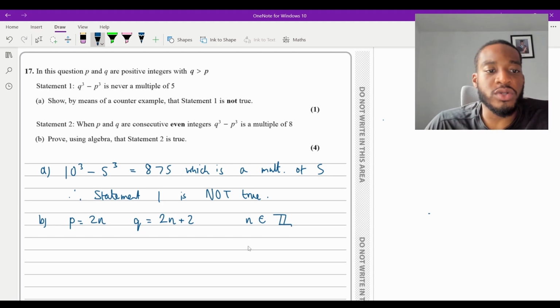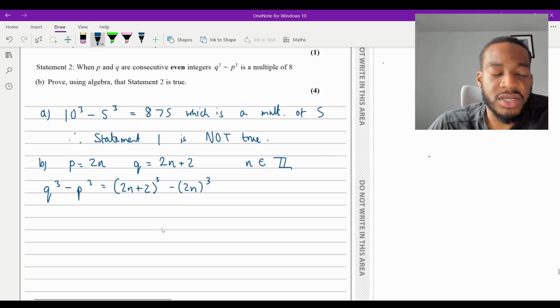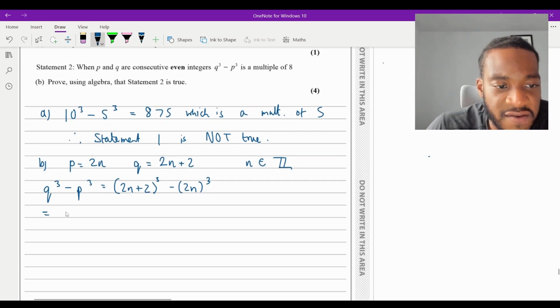Now, all we're going to do to prove that it's a multiple of 8 is literally plug in P and Q into this formula here. So I'm going to say Q cubed minus P cubed will just equal 2n plus 2, all cubed. Take away 2n all cubed, like that. Now doing this is not too bad. So this is going to give me 2n plus 2, 2n plus 2, and then a 2n plus 2.